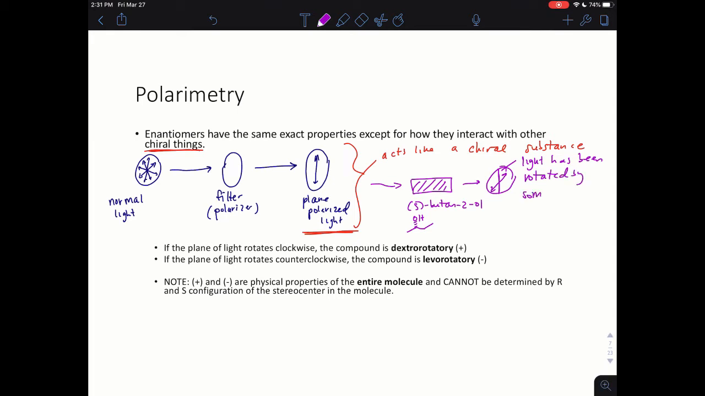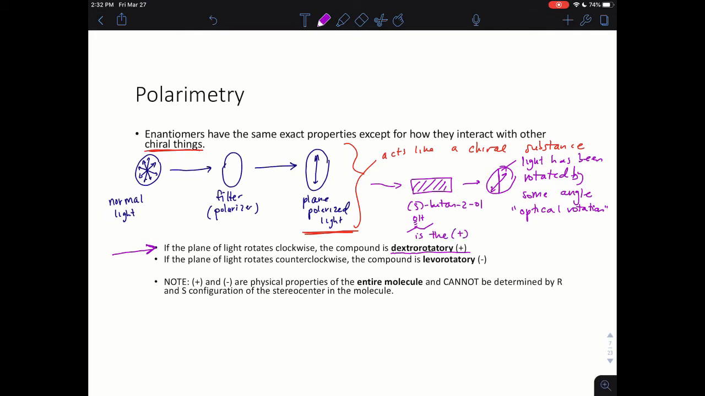And this angle by which the enantiomer has rotated the light is called its optical rotation. So the enantiomer has an optical rotation, an angle by which it will rotate plane polarized light. Now, if the plane of the light rotates clockwise, as it did in this case for S-2-butanol, the compound is referred to as dextrorotatory. And in fact, for S-butan-2-ol, the S enantiomer is the plus enantiomer.